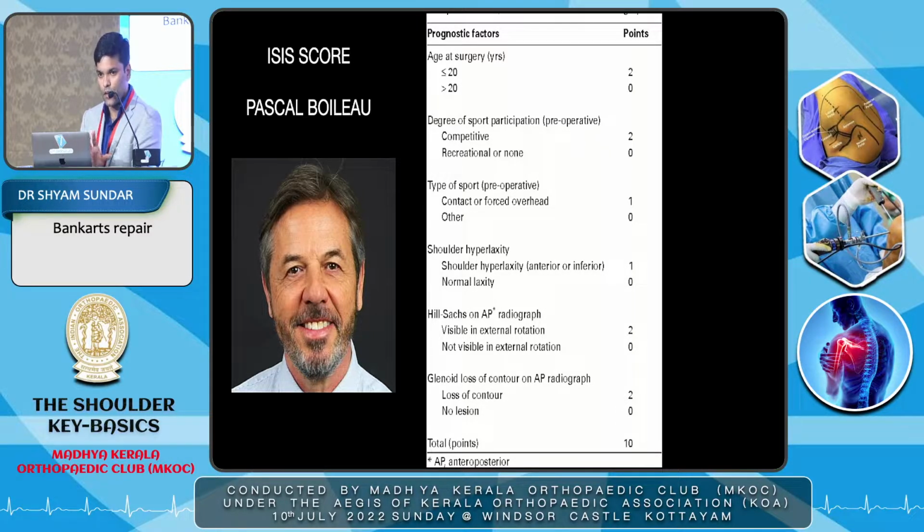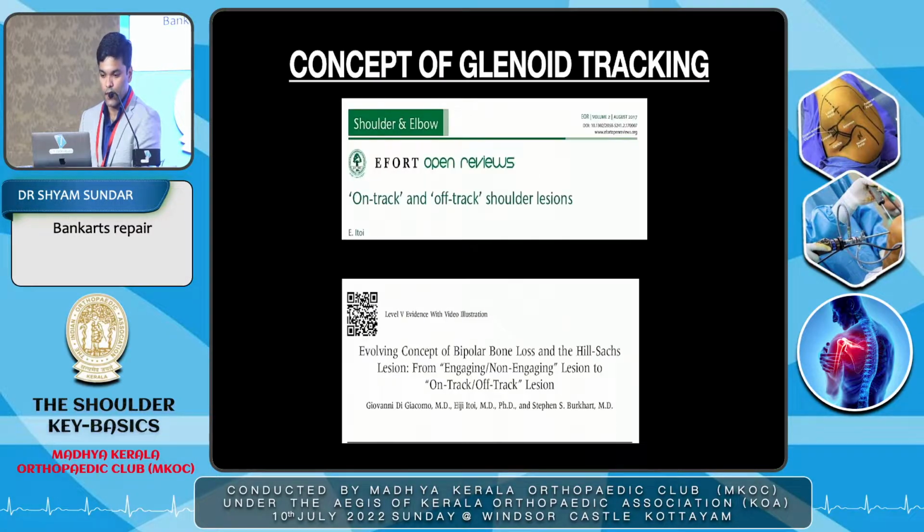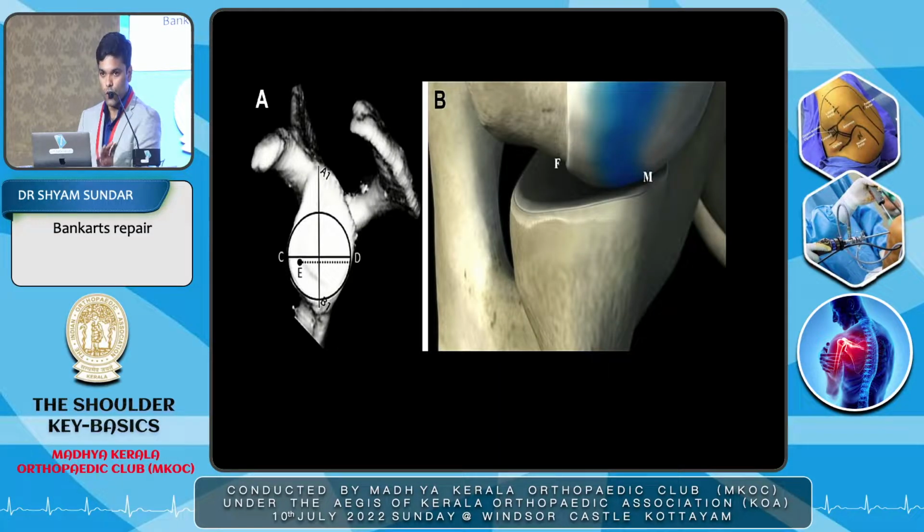But actually what happened was the ISIS score was not well accepted all over, and they wanted to further refine how to do the decision making in choosing what procedure the patient needs. And that's where the glenoid tracking concept came in, where E.G. Itoi and Giovanni Giacomo put forth tracking. Tracking is nothing but when there is no Hill-Sachs lesion, when there is no anterior glenoid bone loss, they both move in the same plane and there is no dislocation possible.